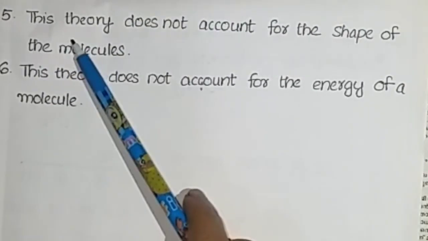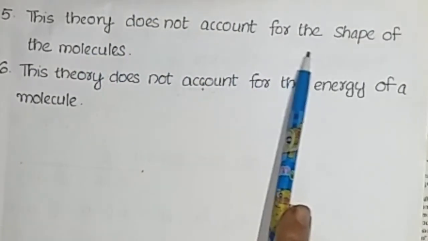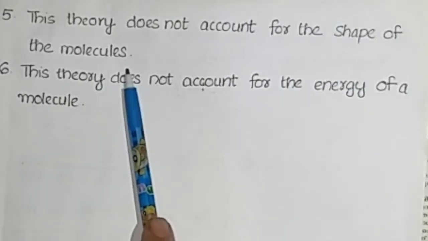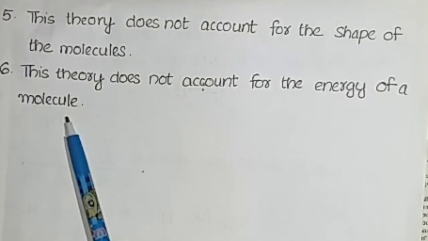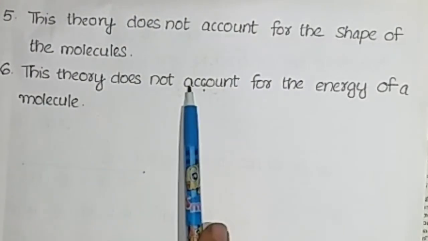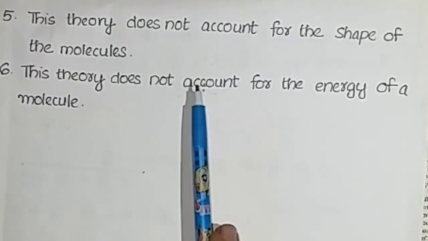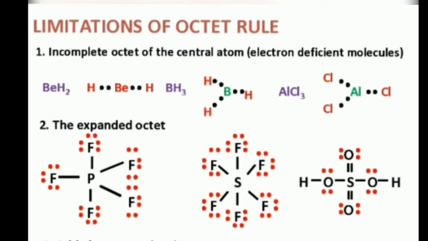Next limitation, this theory does not account for the shape of the molecules. Then the last one, this theory does not account for the energy of a molecule. So these are the important demerits of this octet rule. So what are the important limitations of the octet rule?